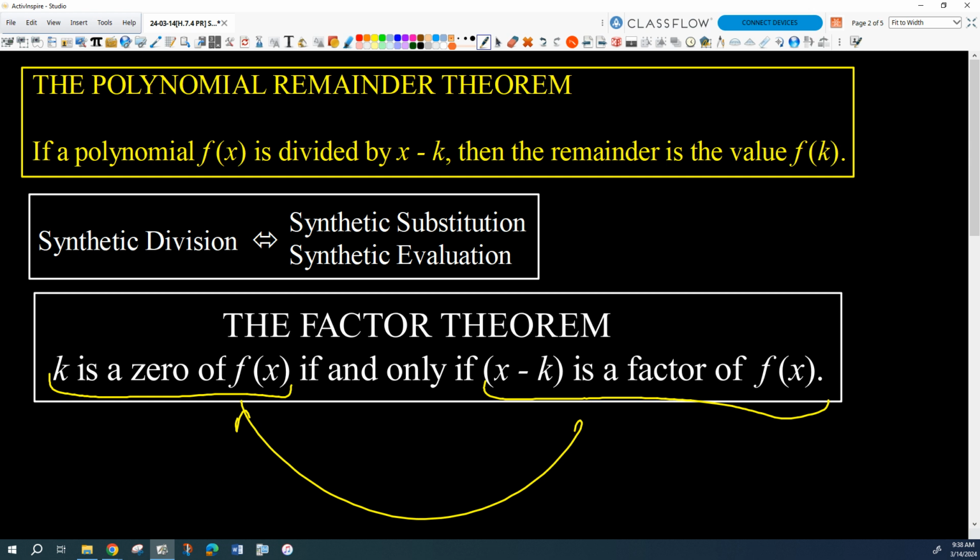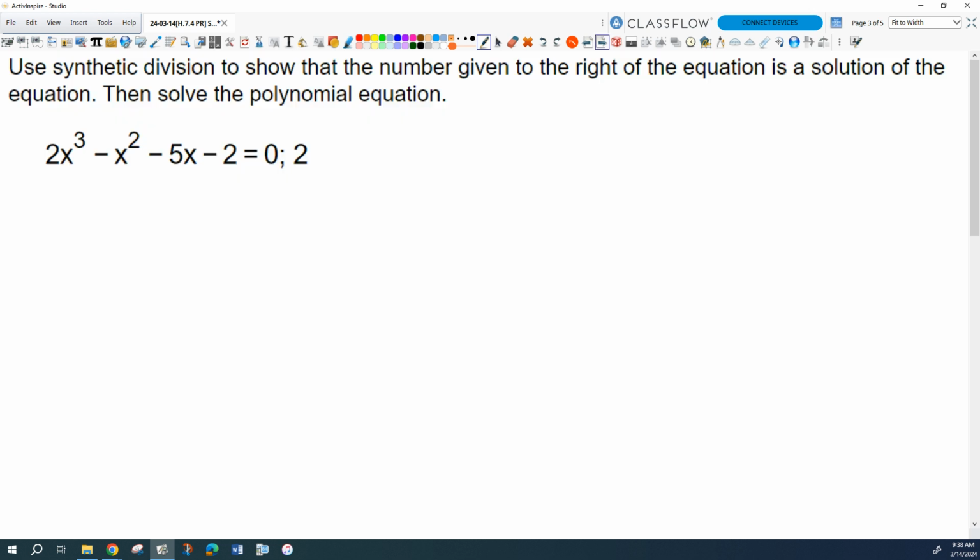Okay? So we can use that to do interesting problems like this guy. Use synthetic division to show that the number given to the right of the equation is a solution of the equation, and then solve the polynomial equation. Okay, so we've done stuff kind of like this before, right? This was last unit stuff. We solved polynomial equations. How would you guys have tried to solve that equation right there? It's a 4-term polynomial equation. What's the only technique that we had last unit for that? Grouping, yeah. Would grouping work? Thumbs up or down? You can tell, right?